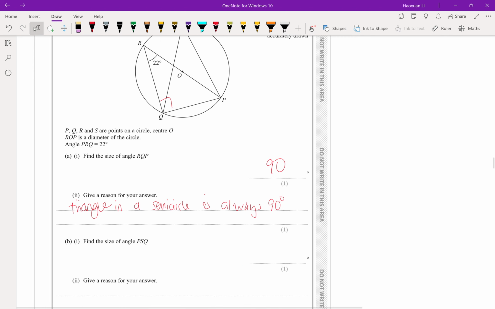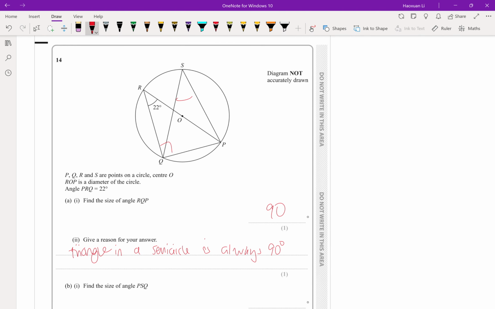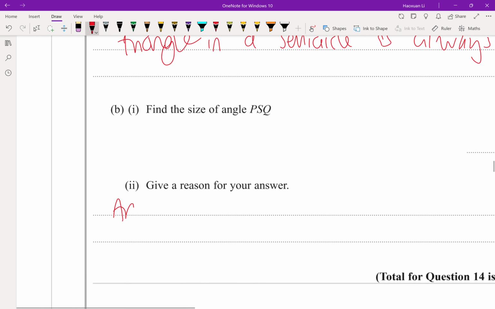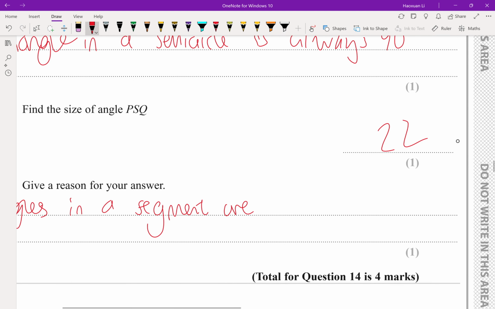Find the size of the angle PSQ. So PSQ would also be 22 degrees. Why? Because angles in the same segment are equal.